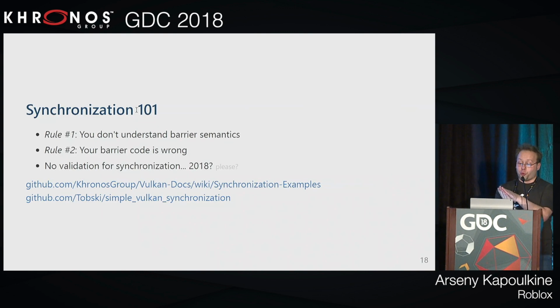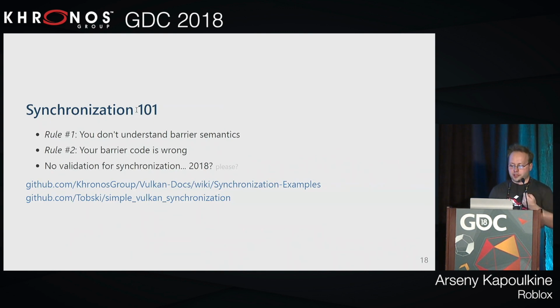So the corollary of rule 1 is rule 2: your barrier code just doesn't do what you think it does. The big problem right now is there is no validation for the correctness of synchronization. There are validation checks for some things, but largely speaking, it's not fully doing what it should be doing.